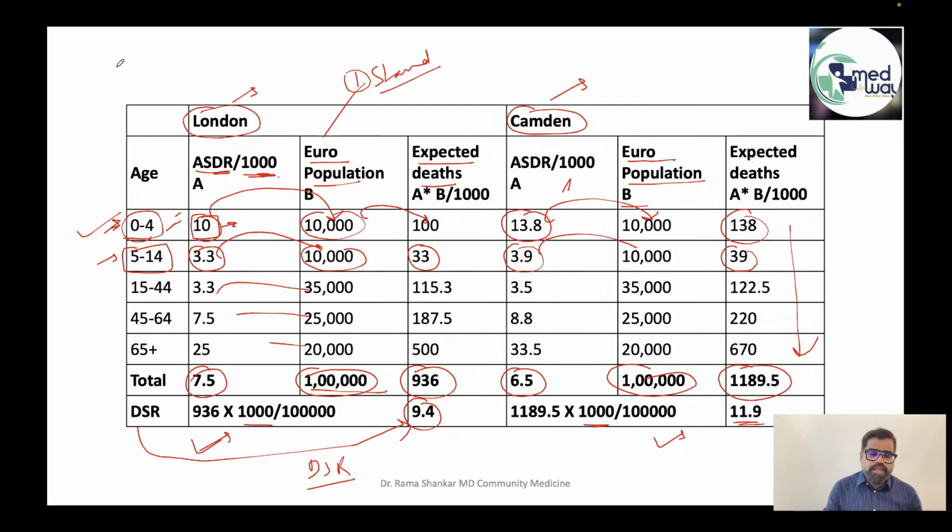So this is the way we do direct standardization. So what is the takeaway from this? Age specific death rate is required. That was the question asked in that MCQ. So you require a standard population, you require age specific death rate, and you have to apply the age specific death rate on the standard population to get the expected death. So this is the way direct standardization is done.